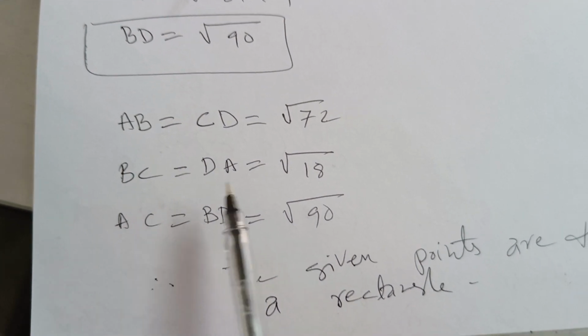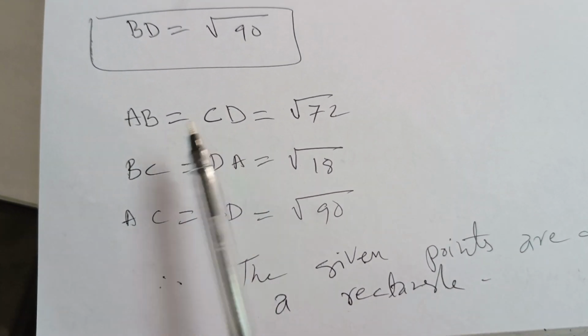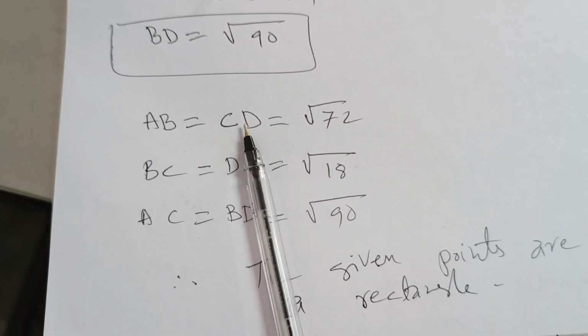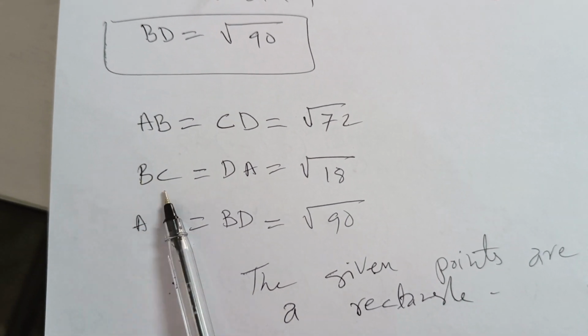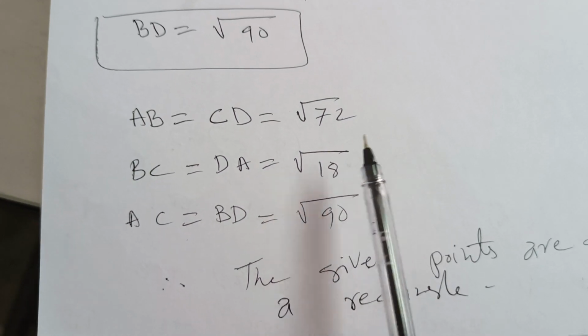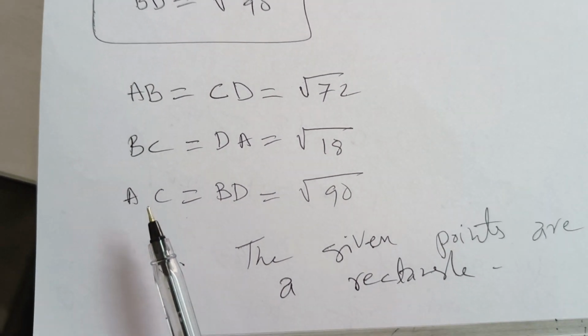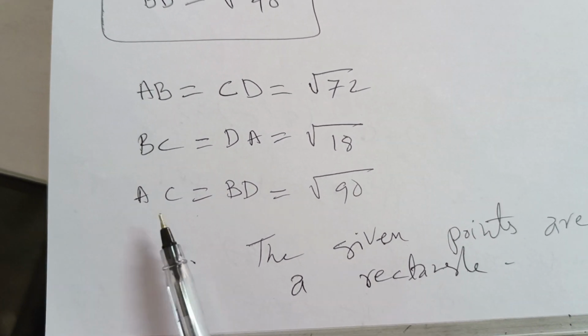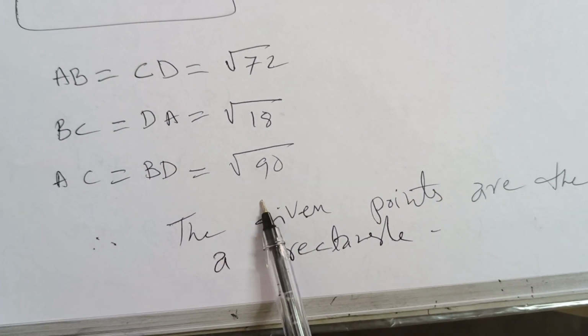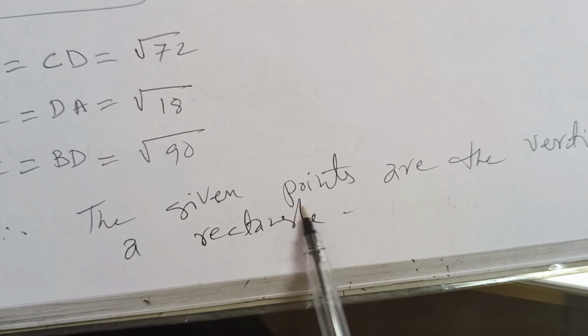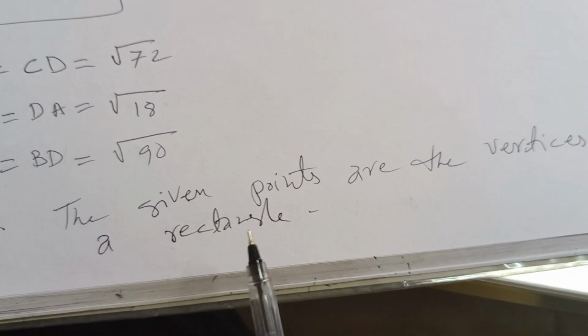So the answers are: the distance between AB and CD is equal to square root of 72. Similarly, the distance between BC and DA is equal to square root of 18. Next we have AC. The distance between AC and BD is equal to square root of 90. Therefore, the given points are the vertices of a rectangle.